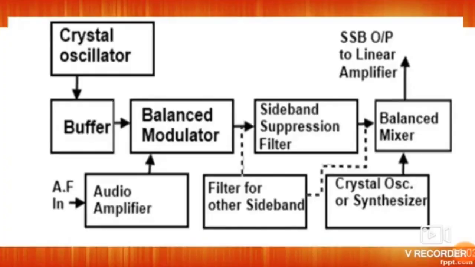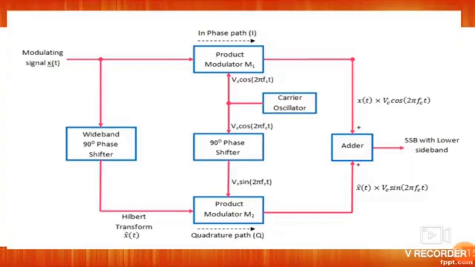Here we have the crystal oscillator, buffer, balanced modulator and audio amplifier, the same as in the block diagram we discussed for the generation of SSB by the filter method. But in the second method, there is no need of filters. The sideband which is not needed is cancelled by using this phase shift method.